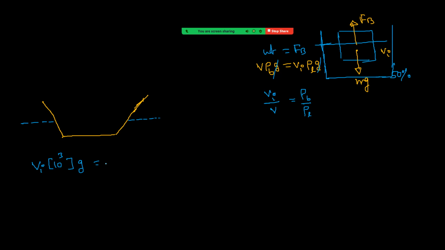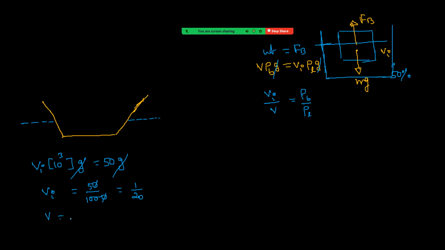Now, this should balance the weight of the boat. And the weight of the boat is given, it is 50 kg, that is mass of the boat into g. Okay, this is the weight of the boat. Now, g gets cancelled. So volume inside water is equal to 50/1000. Okay, zeros cancel, 5/100, it is 1/20.